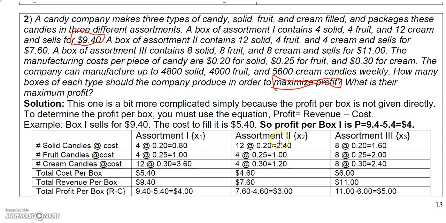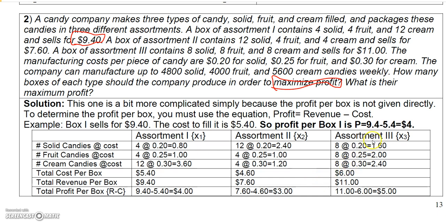Now in box assortment 2, you have 12 solid candies at 20 cents each, so that's $2.40 cost. 4 fruit candies at 25 cents each, so that's $1 cost. And then 4 cream candies at 30 cents each, so that's $1.20 cost. So if you add those up, your cost for a box of assortment 2 would be $4.60. And in the problem it tells you the revenue for that type of box is $7.60. So take the difference between these two values and you get that the profit for each box 2 is $3.